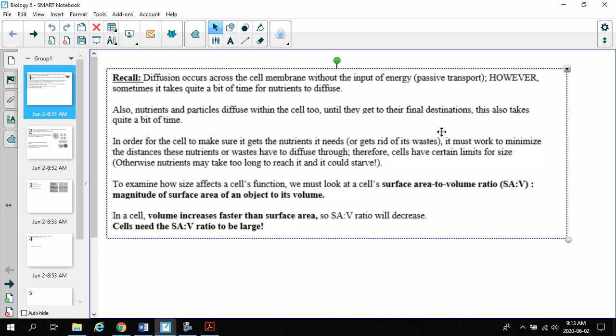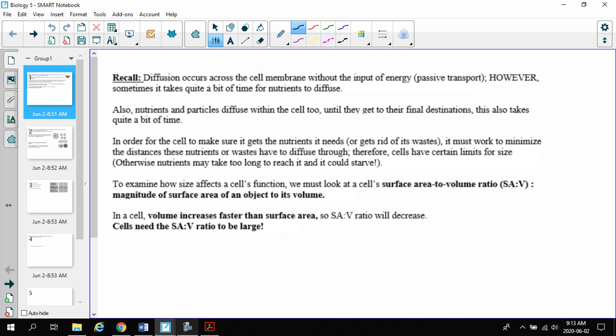So cells need the surface area to volume ratio to be large. You want high surface area per volume.